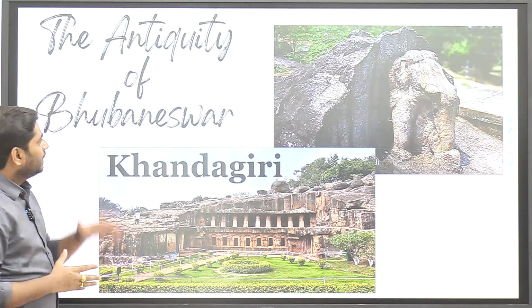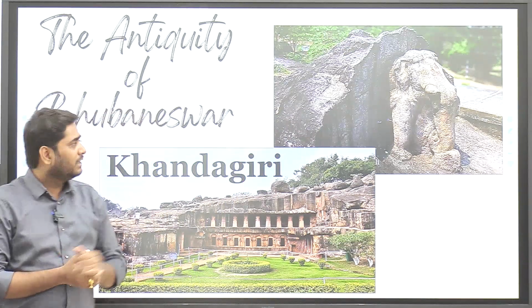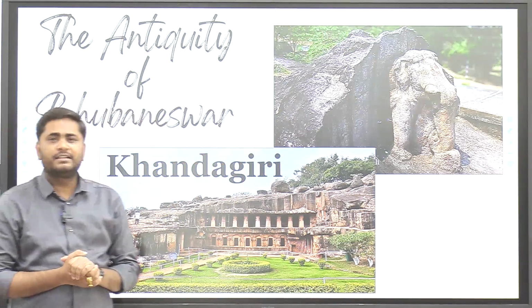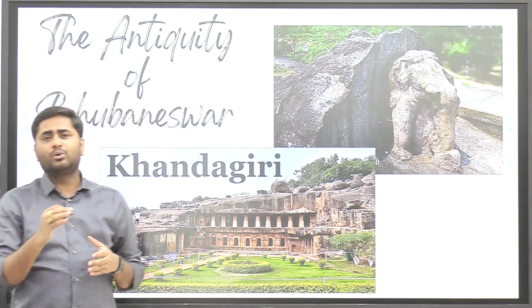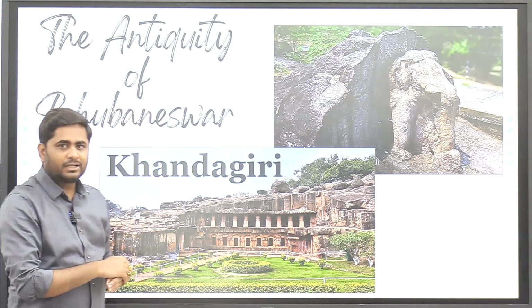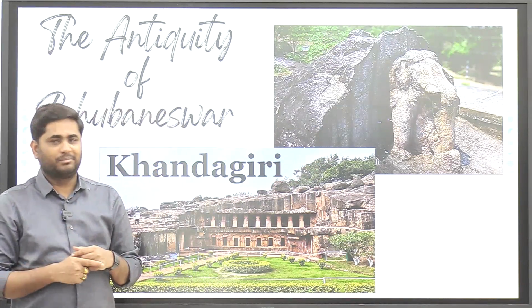Now, if you look at the antiquity of Bhubaneswar, there is the elephant in Dhauli, and this particular elephant in Dhauli comes from the Ashokan or Mauryan times, 2000-year-old rock cut architecture, and this depicts the Buddha's mother, Queen Maya's dream. Okay.